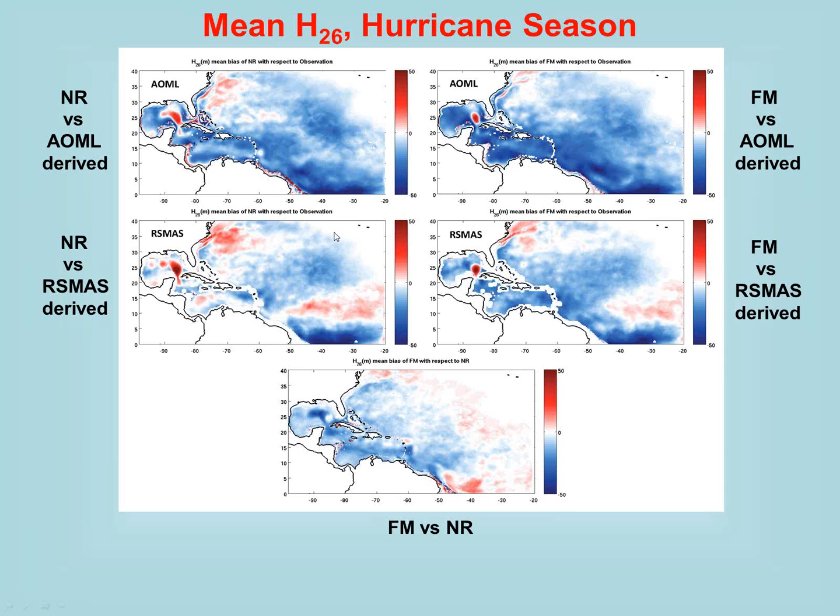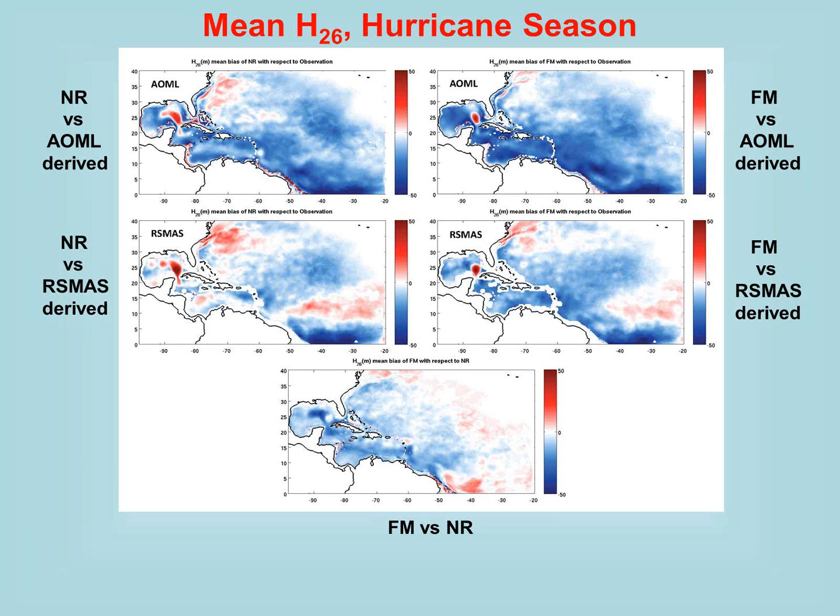Basically, the difference fields between the two models are either comparable to or slightly smaller than the differences between each model and the observation-derived products. Again, we like to see the nature run have a little bit more variability, but at least we're not super far off.